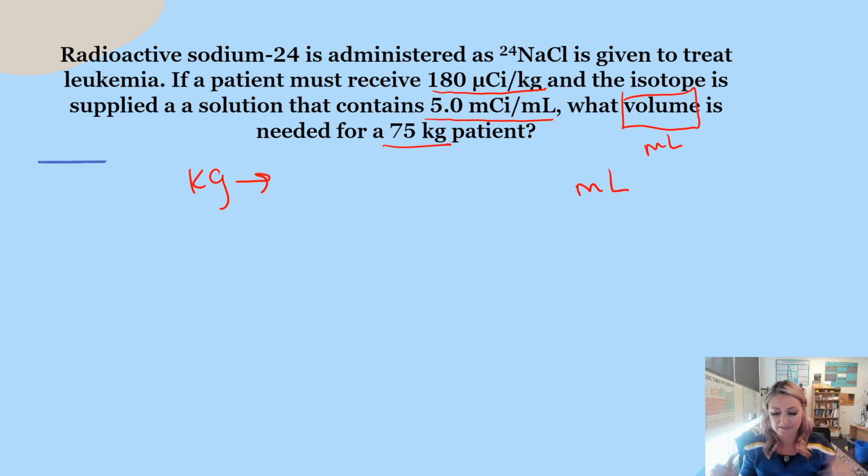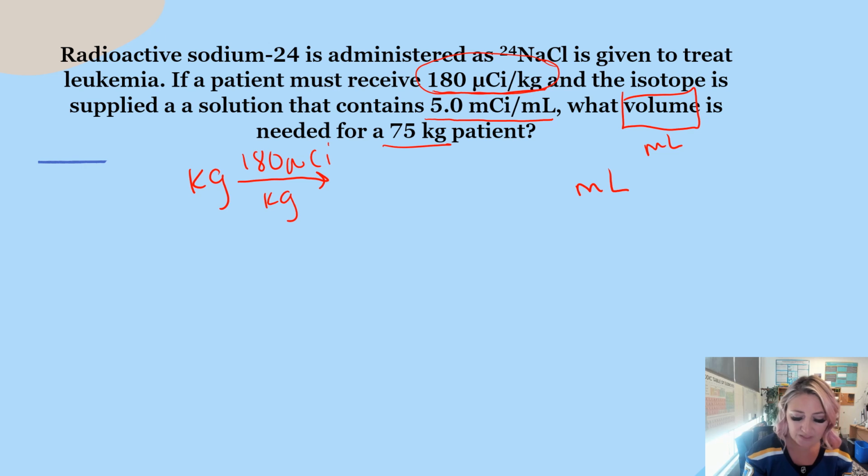I don't know how much space I need, but I'm just going to give it a lot of space here. So the first thing I want to look for is a conversion factor that has kilograms in it and see where that gets us. So that's going to be this number right here. Okay, I can go from kilograms to microcuries. So we know that we have 180 microcuries per kilogram. Okay, kilograms will cancel, leaving me in microcuries.